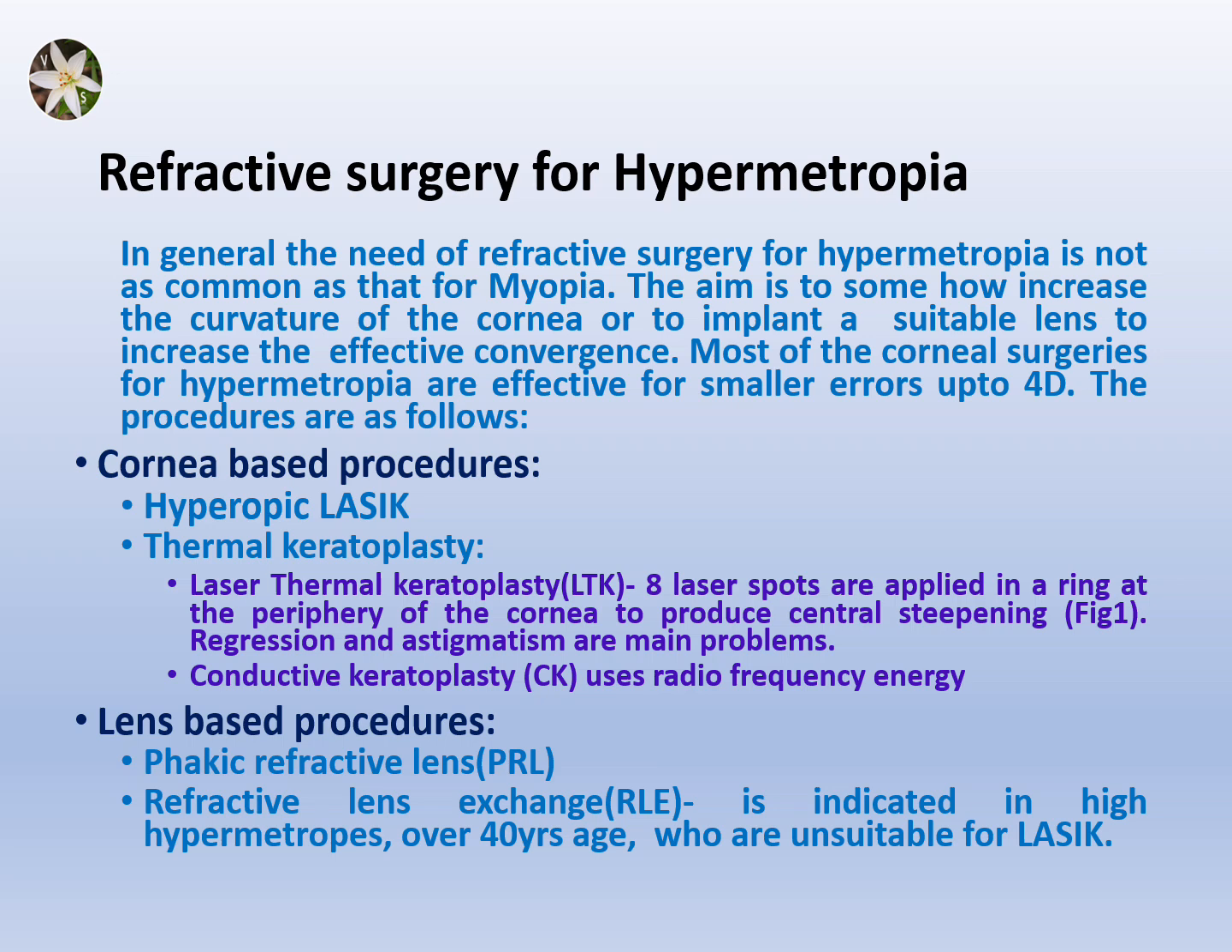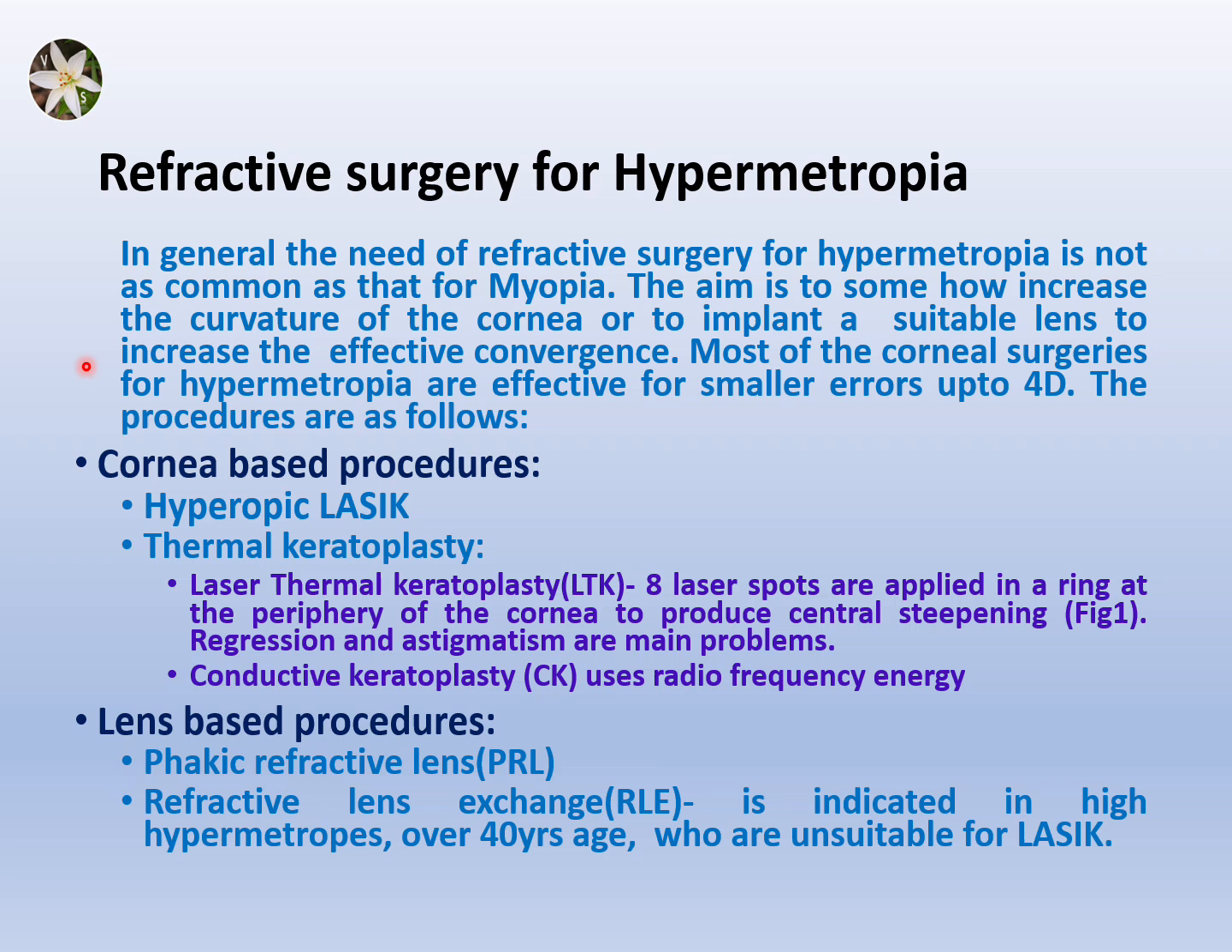In general, the need for refractive surgery for hypermetropia is not as common as that for myopia. Most hypermetropes are able to perform their day-to-day functions, particularly for distance, even without spectacles. The aim is to somehow increase the curvature of the cornea or to implant a suitable lens to increase the effective convergence. Most of the corneal surgeries for hypermetropia are effective for smaller errors up to 4 diopters.